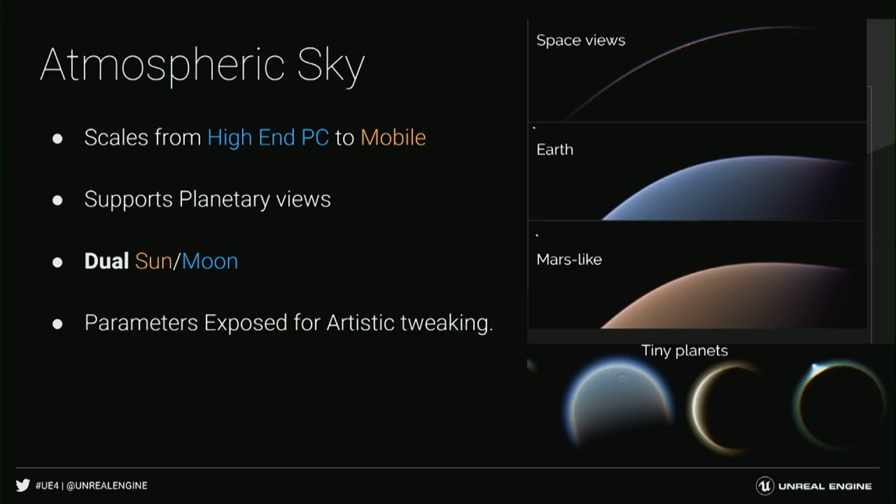So some of the most exciting things about this new system are first that it scales from really high-end PC to mobile, and we're also starting to use this in Fortnite pretty soon. And it supports a lot of advanced features such as planetary views, meaning you can see those tiny planets there are literally made by making your planet radius small in the fog settings or the sky settings, and then flying the camera way back. You can do dual sun and moon for space games and sci-fi. And most importantly, for content creators, a lot of the parameters and rendering features for the sky are set up with parameters exposed for artistic tweaking.